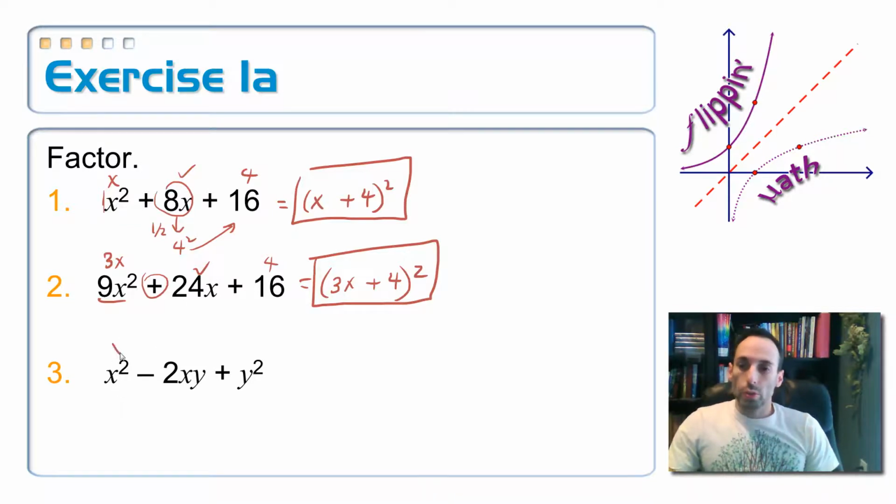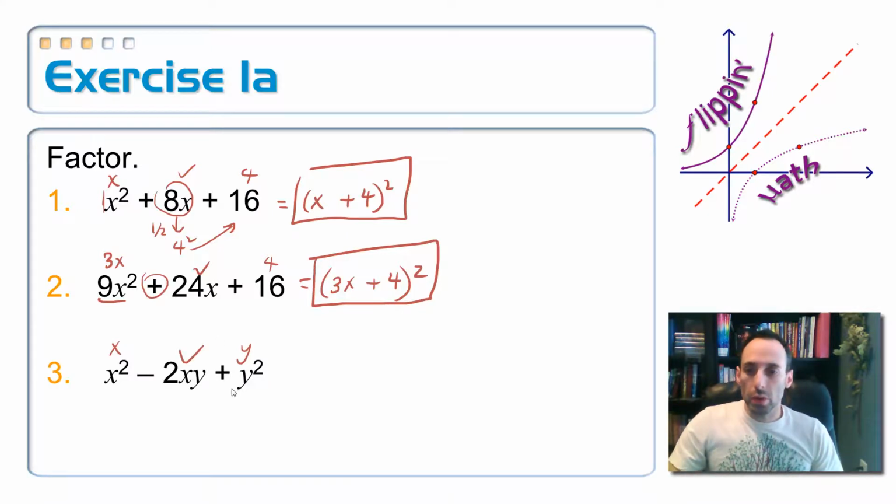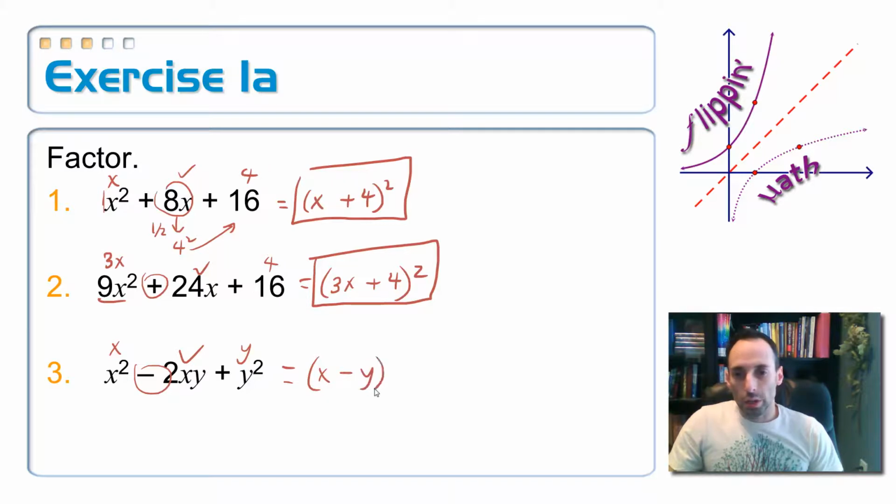Take the square root of x squared, I get x. Take the square root of y squared, I get y. Multiply them together, I get x times y. Double it, I get 2xy. And that checks out with the middle term. Except for this time it's minus. Okay? So my factor is x minus y squared. Minus because the original one had a negative middle term. Okay, there we go.